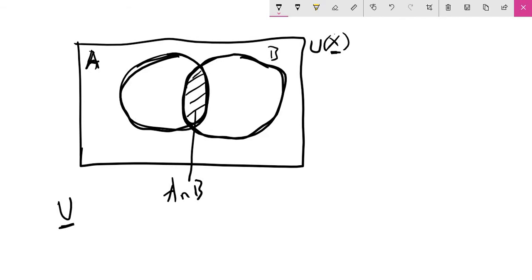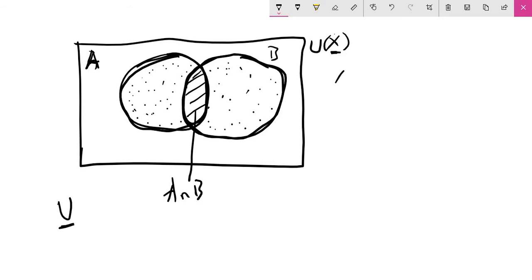Now the area outside of the overlapping area, the area that has the dots, will basically be elements that are only within A or B. Basically, you don't find those elements inside A intersection B. Just a couple of things to note.